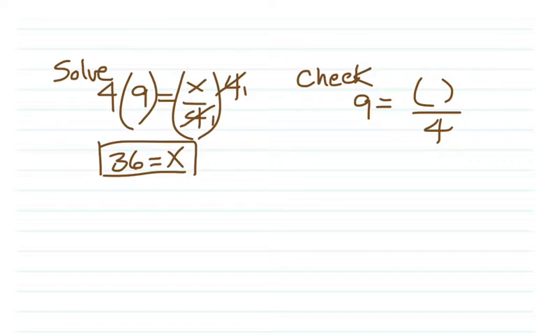So once again, we've written the equation again with empty parentheses where we used to have an x. Kind of ugly parentheses, but that's okay. We're going to plug in the 36, and that substitution shows we're right. 36 divided by 4 is 9. We have a correct answer.